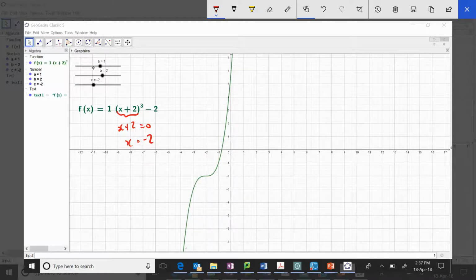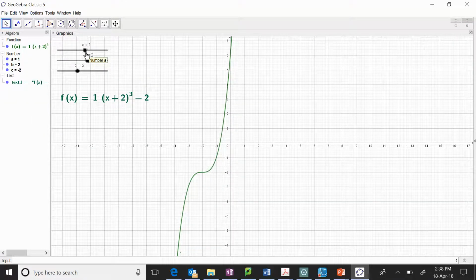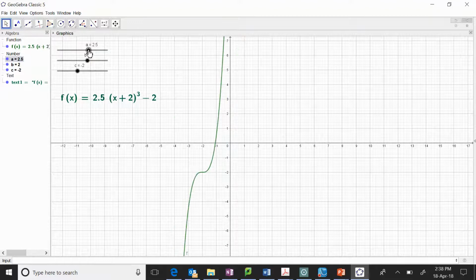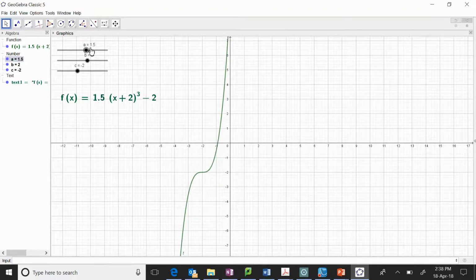Okay? So what's in the brackets will tell you left and right. What's on the outside will tell you up or down. And the number at the front will just make it thinner or wider. Does that make sense? So if you watch now, if I just change 1, you can see it makes it thinner, makes it wider. See, look at that. So thinner, wider.